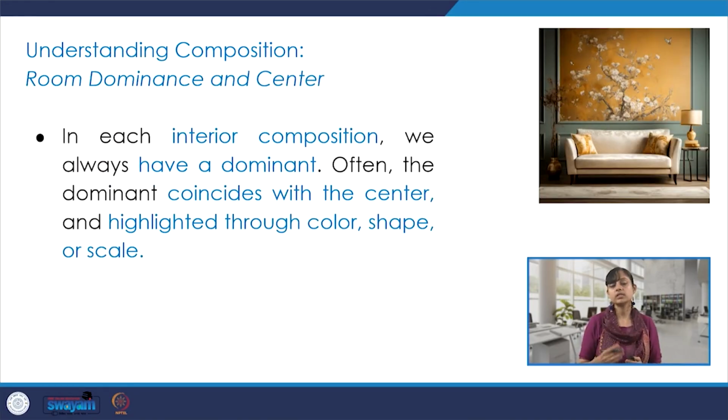When we try to understand composition, we also try to understand what could be a centerpiece within the interior composition, how it could provide dominance within a room, when one enters, and that dominant product or dominant object that could be aligned with the center, or they could be two different things and so on.